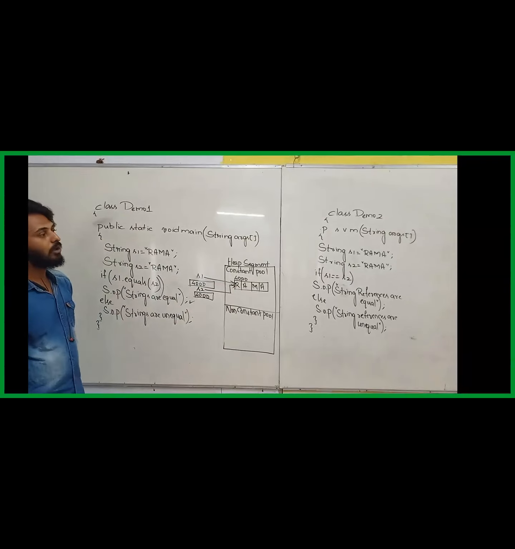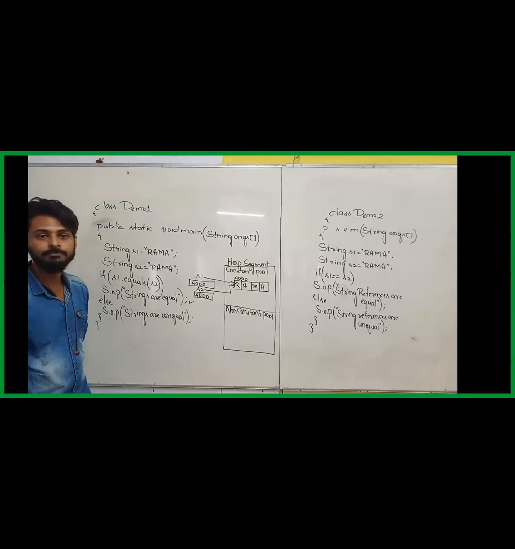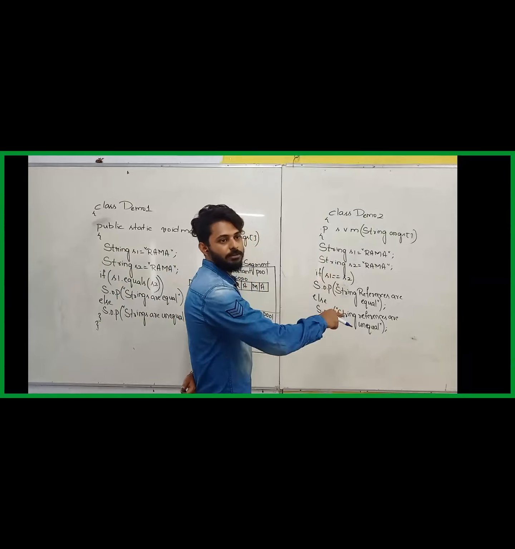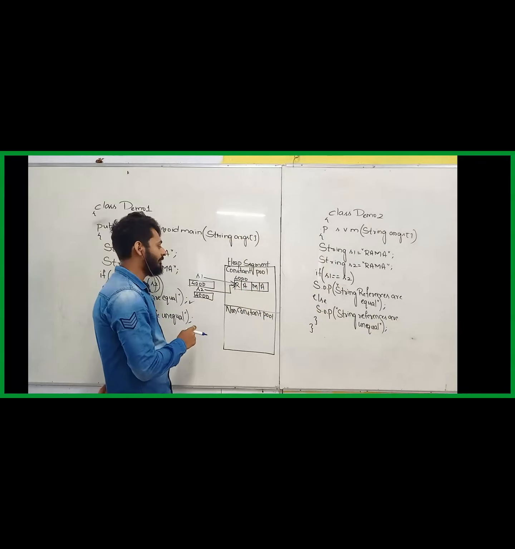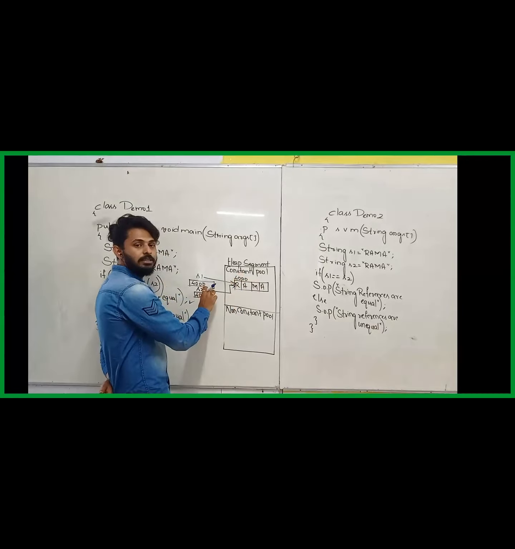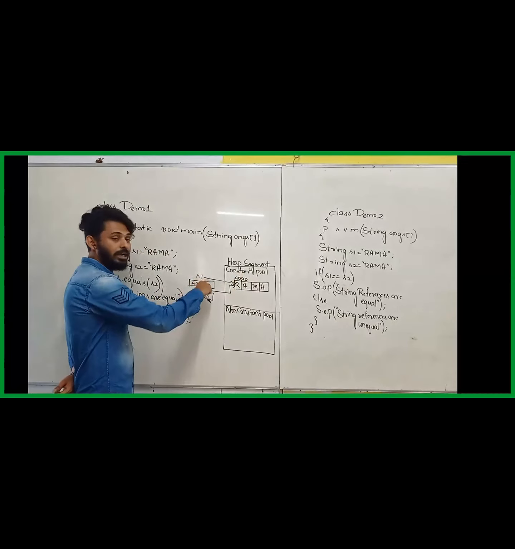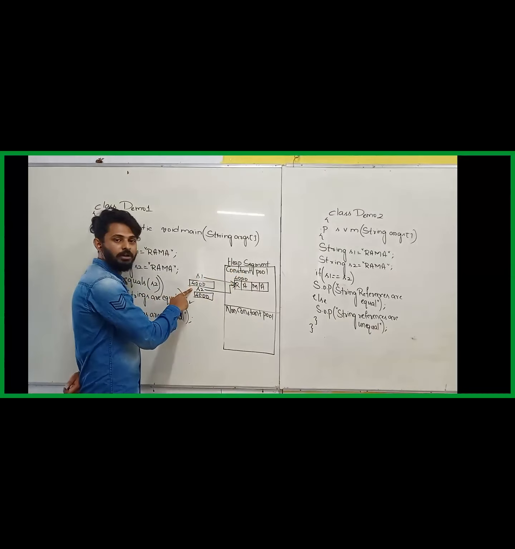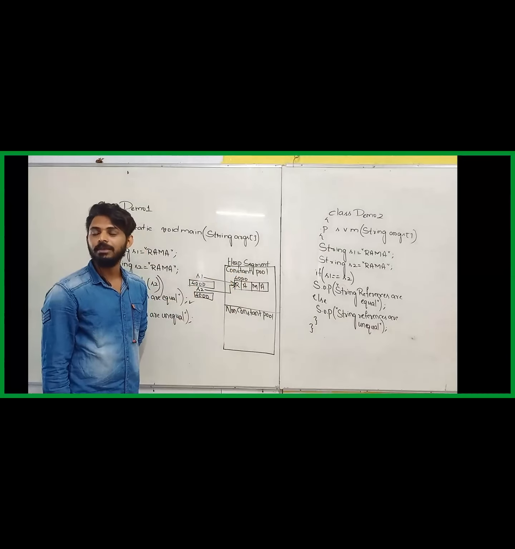In a similar way, on the other side, whenever you are using the equal to operator, it will not check this part. Rather, it will check this part: not the value, but the address in S1. Whatever is the address of S1 and whatever is the address of S2, are they the same or different? Same. If it is the same, what will it do?